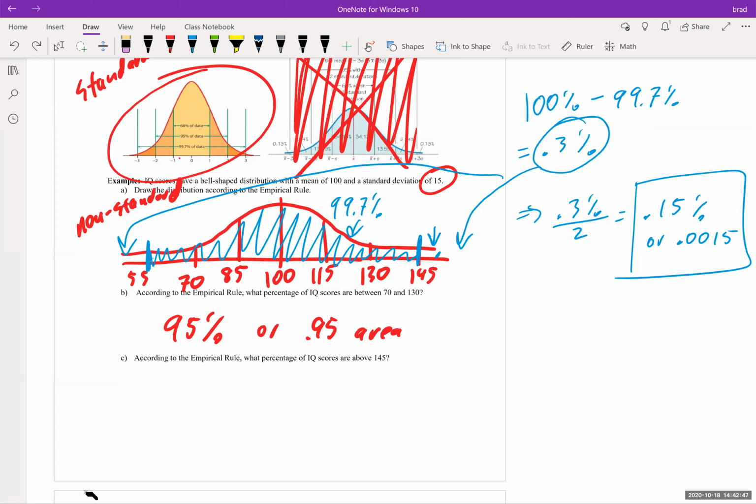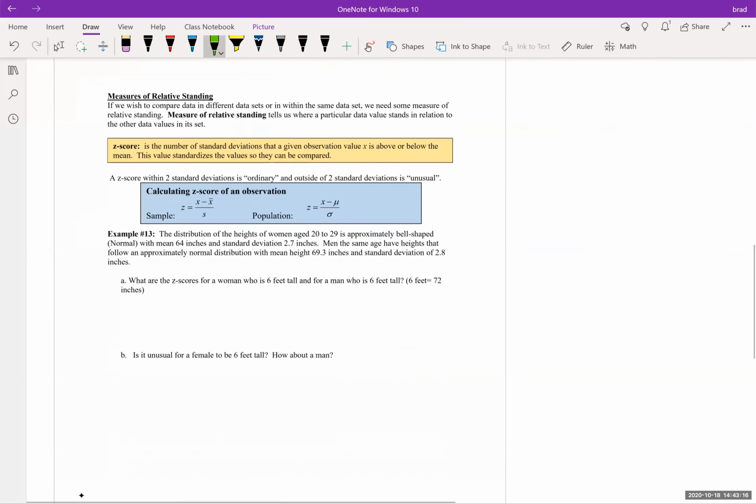This area right there is 0.15%. So people that score above 145 are basically in the top 1500ths percentage. They're a very small percentage of the population that could do that. According to the empirical rule, what percentage of IQ scores are above that? I'm going to say 0.15%. So very, very little is above. I just wanted to give you guys a little bit more practice with this.